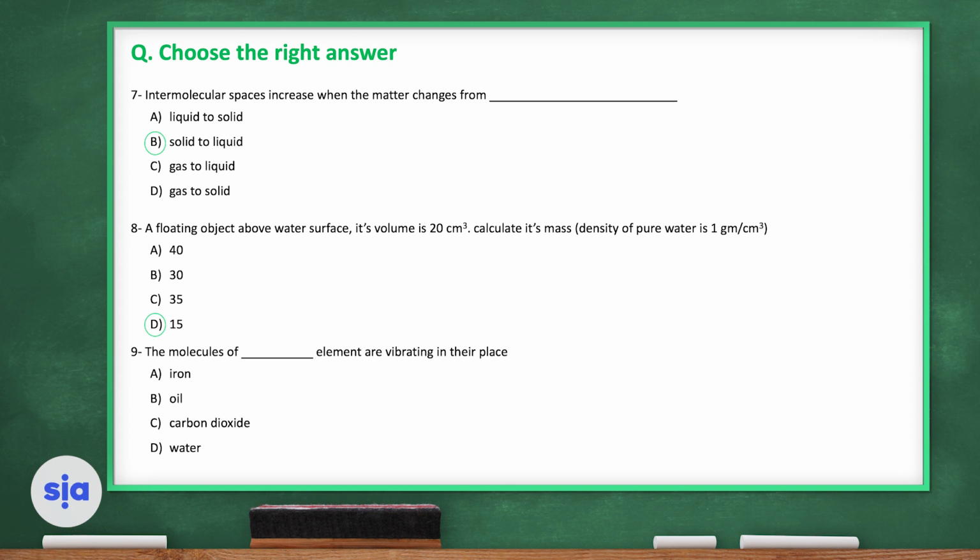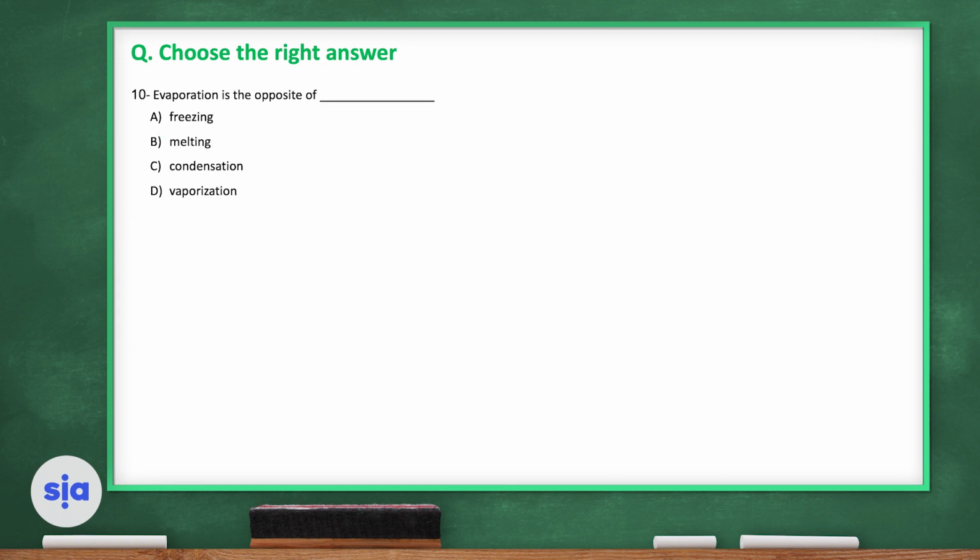The molecules of which element are vibrating in their place? Iron, oil, carbon dioxide, water. Of course, we have to choose a solid, so it's iron. Evaporation is the opposite of freezing, melting, condensation, or vaporization. It's condensation. Evaporation is the change from liquid to gas, and condensation is the opposite, the change from the gas to liquid.